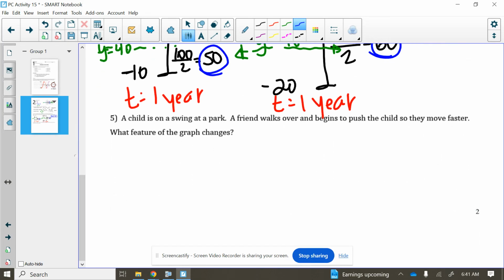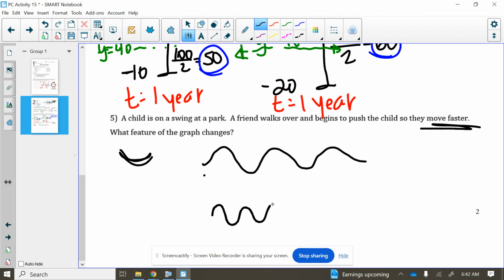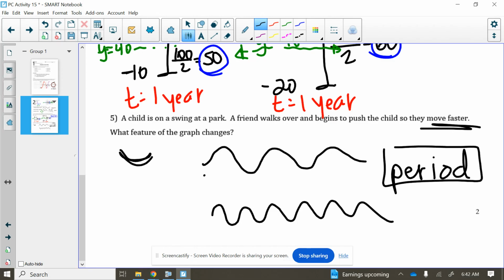On our next example, we have a child on a swing at a park, swinging back and forth, so think about a child going up and down, and they have a friend who comes and moves them faster, so that as they're going up and down, it's going faster and faster. What feature of the graph is this going to change? Well, this is going to change our period because we are making it quicker. If we're moving faster, we're making more revolutions, so that's going to change the period, the time it takes to repeat. Maybe the child swung back and forth every 2 seconds before, and now they're swinging back and forth every 1 second. That changes your period.